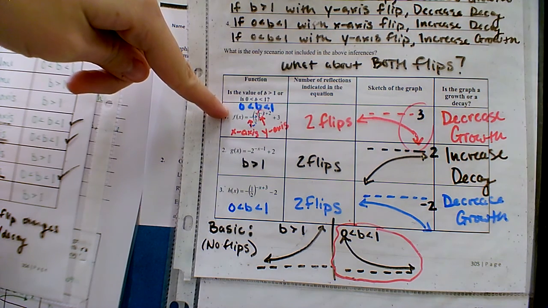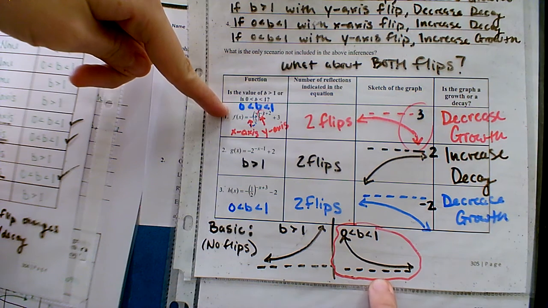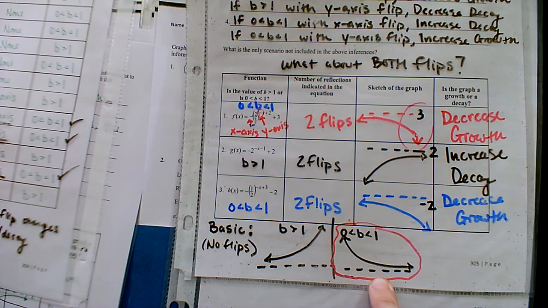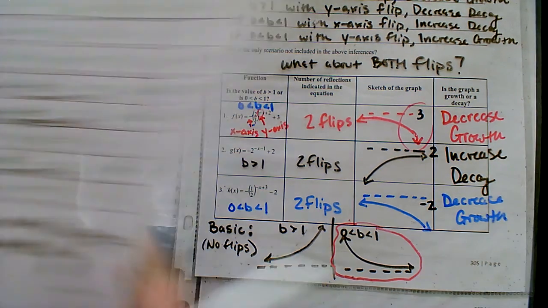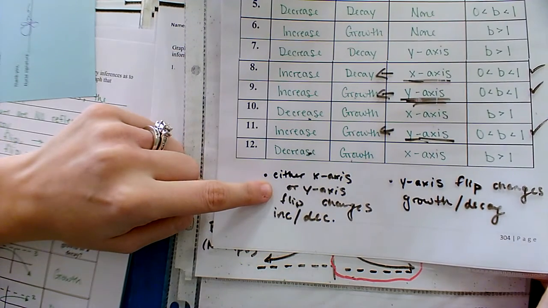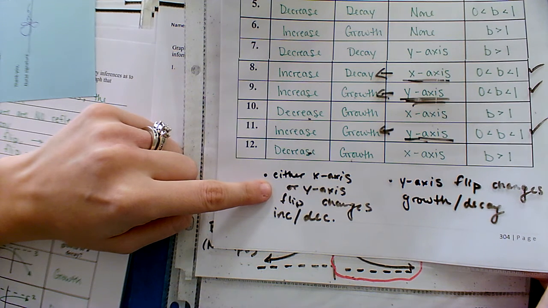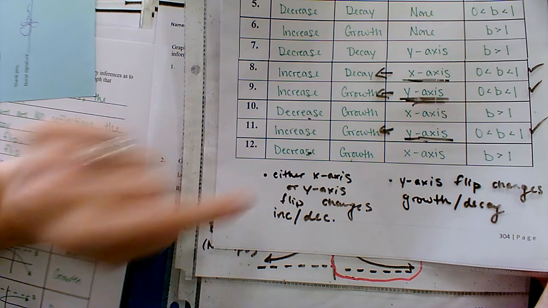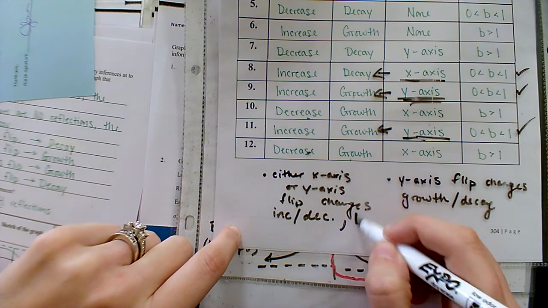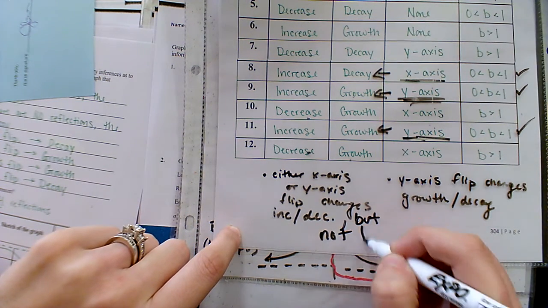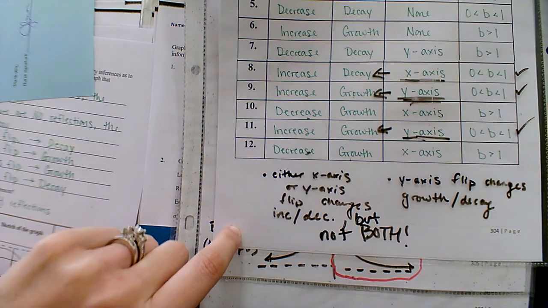If we have a base between 0 and 1, it starts as decreasing decay. If we have both flips, it changes to decreasing growth. So does either the x-axis or y-axis flip change the increasing and decreasing nature? It certainly doesn't if you have both at the same time. So we're going to throw in but not both.